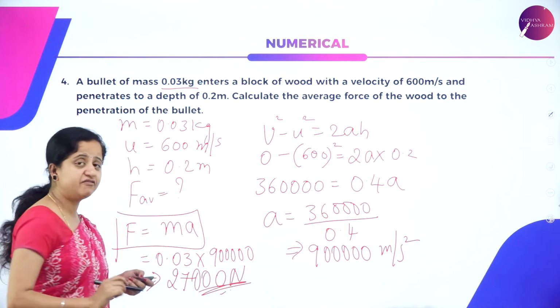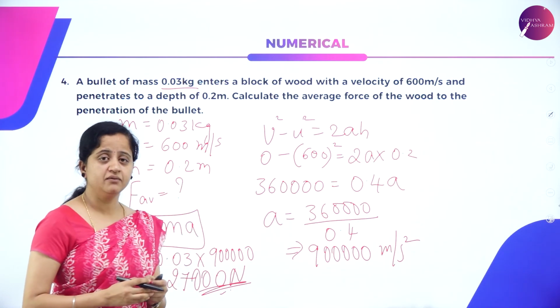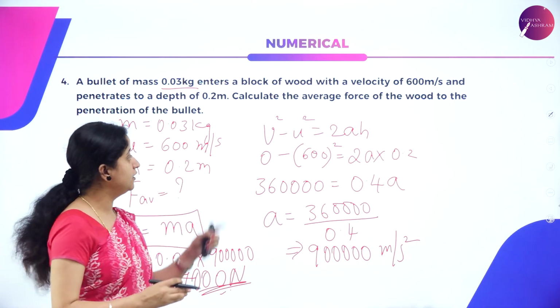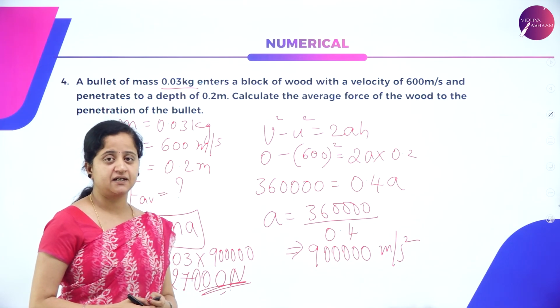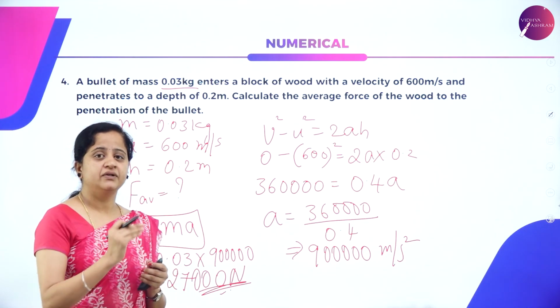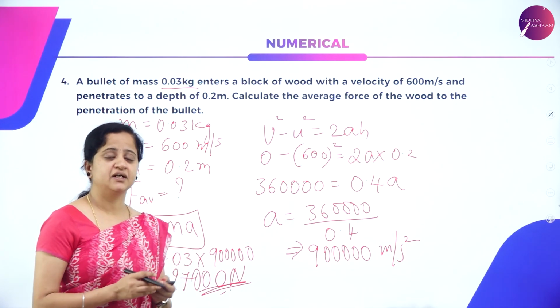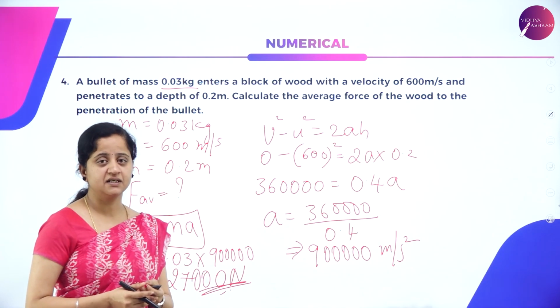So this is the average force exerted by the bullet when it penetrates the wooden log with a speed of 600 meter per second. So like this you can apply the formulae and the conditions you have studied in the chapter laws of motion, and you can get the solution for many more interesting problems.